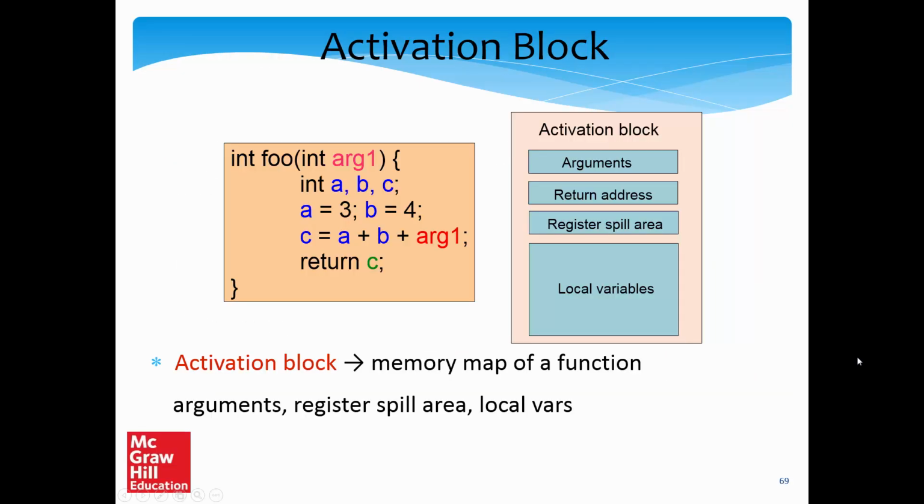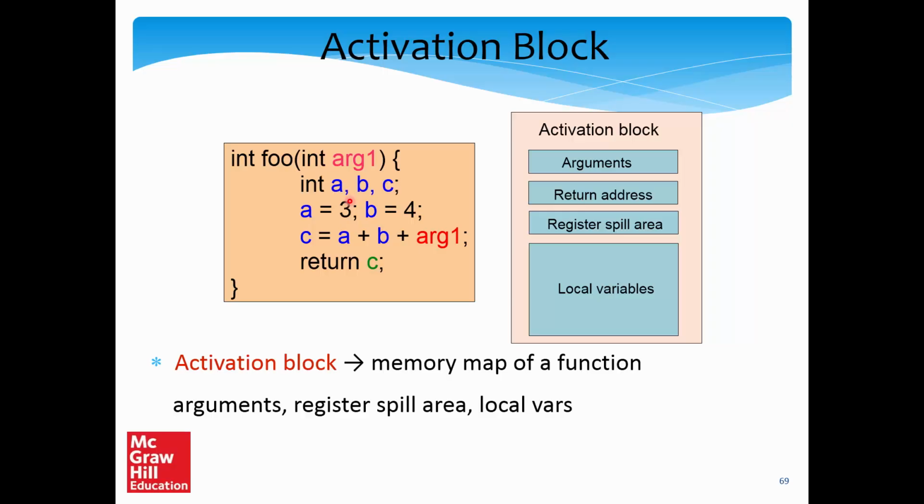So to make our life simple, let's define an activation block. An activation block is a region of memory that stores certain information about an executing function. Let's assume a function foo that takes a single argument arg1. It has three internal variables a, b and c. a is set to 3, b to 4, c is a plus b plus arg1, and then we return c.